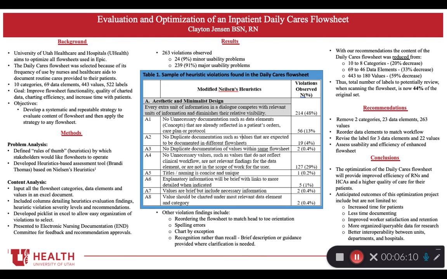In conclusion, the optimization of the daily cares flowsheet will provide improved efficiency for RNs and HCAs and a higher quality of care for patients. Some anticipated outcomes of this optimization project include, but are not limited to, increased time for patients, less time documenting, improved worker satisfaction and retention, more organized and queryable data for research, and better interoperability between units, departments, and hospitals.